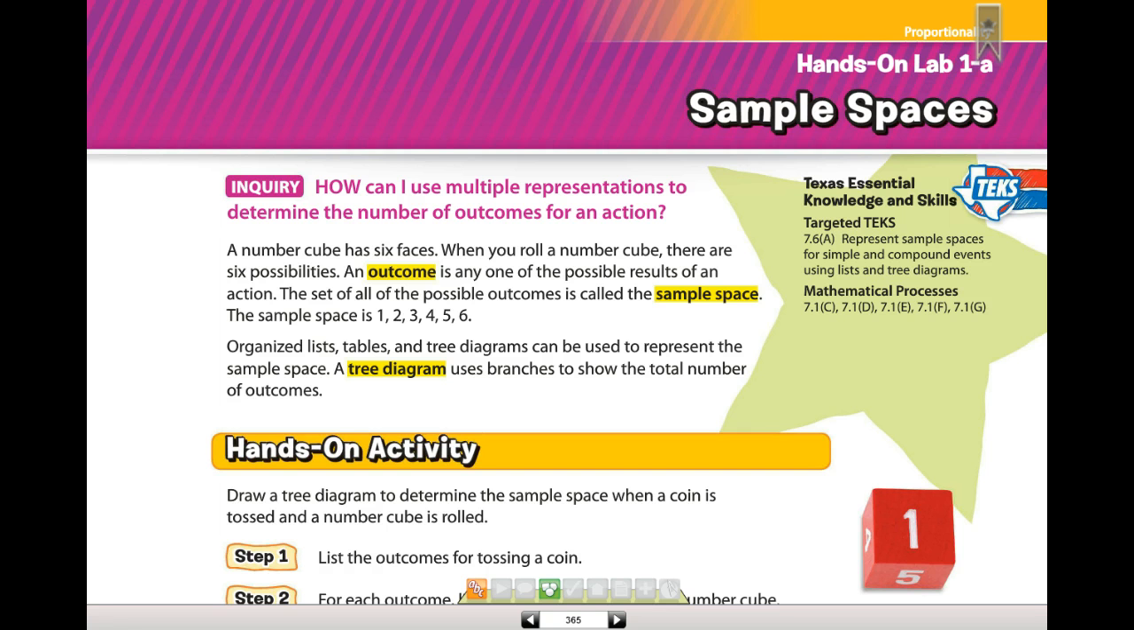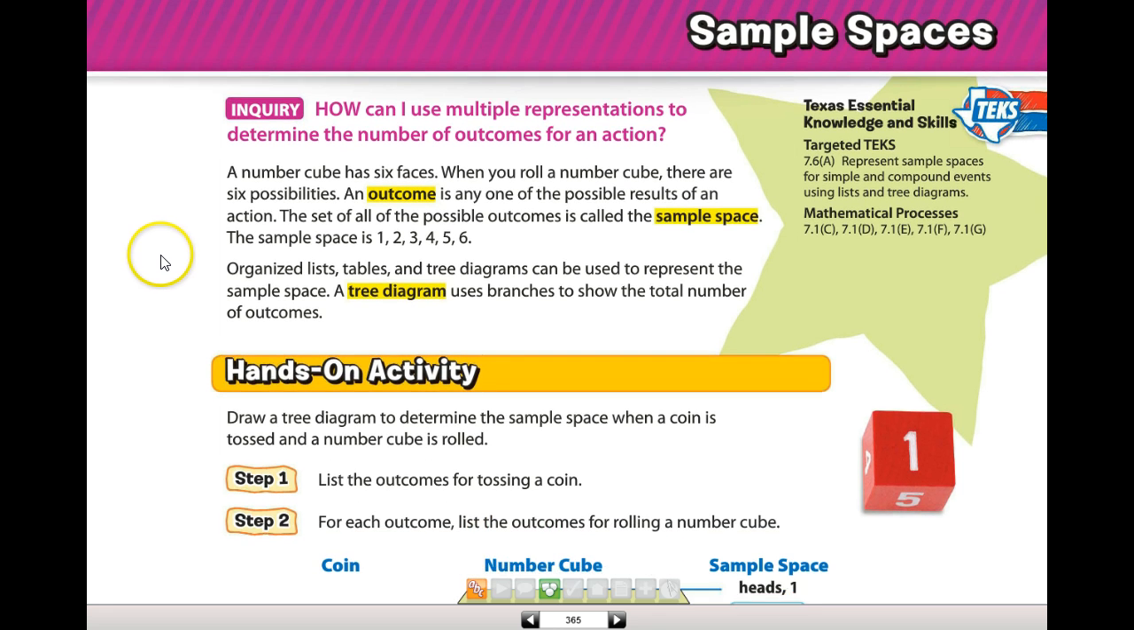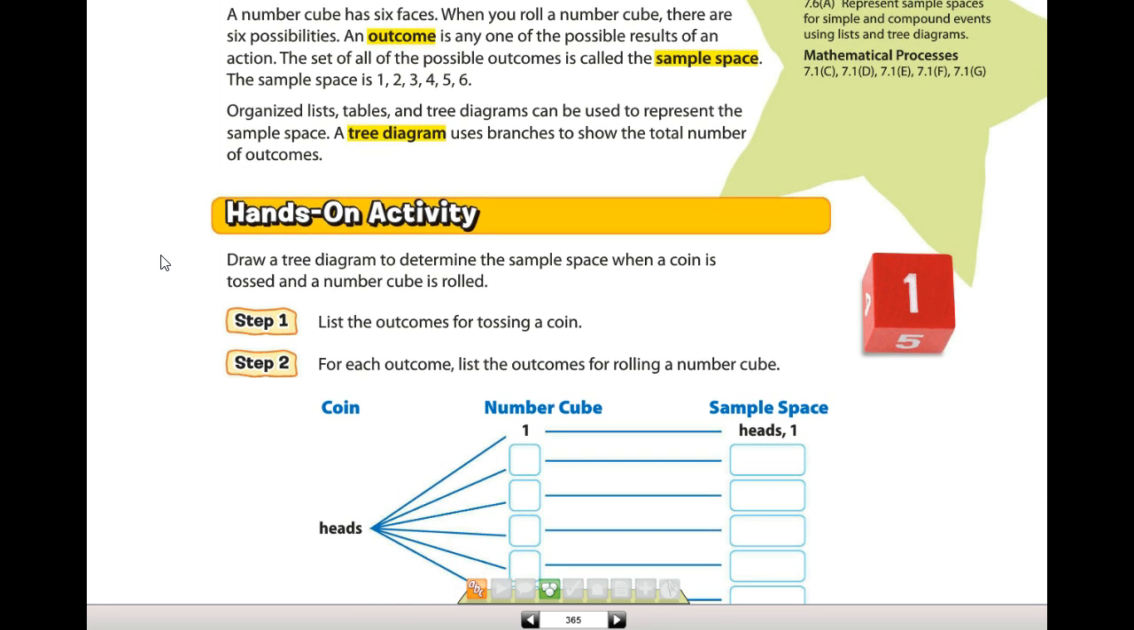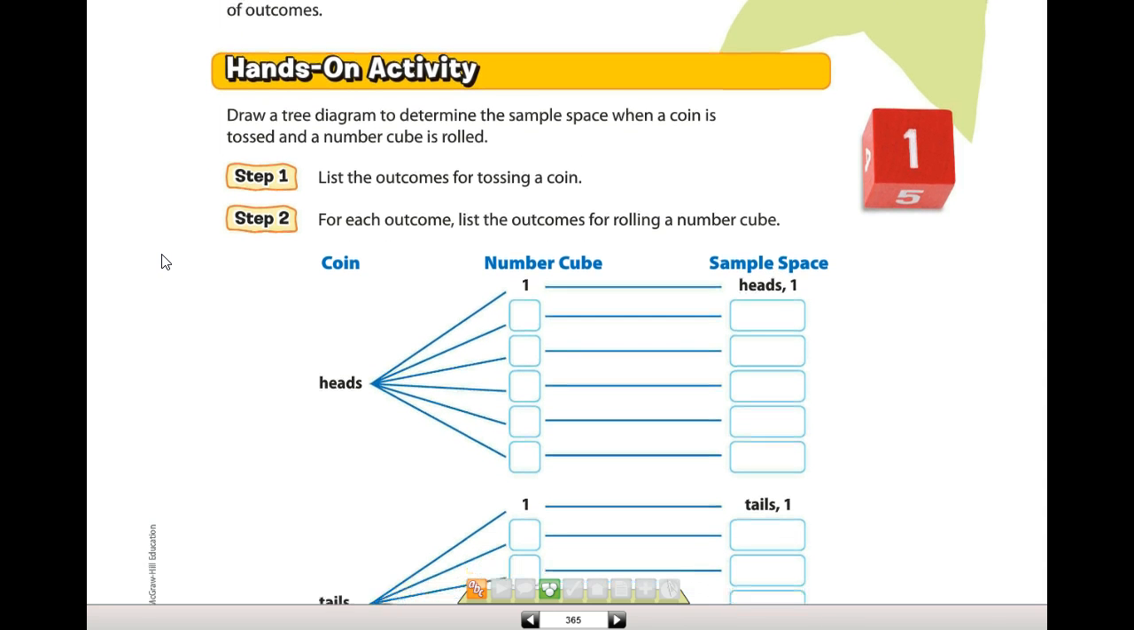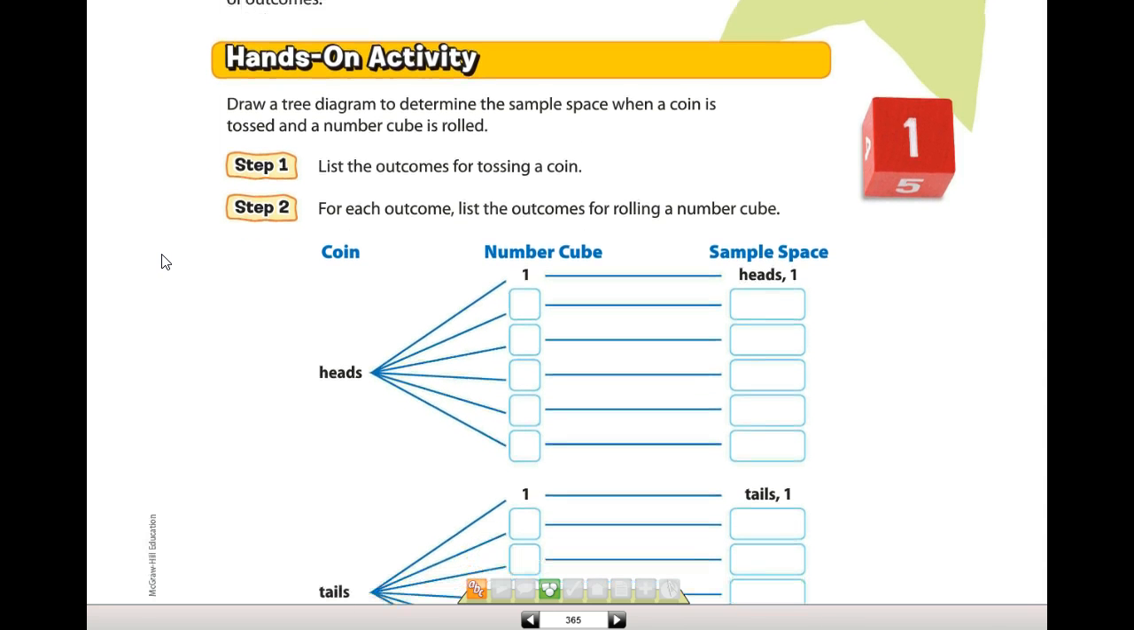The next paragraph says, organized lists, tables, and tree diagrams can be used to represent the sample space. A tree diagram uses branches to show the total number of outcomes. So let's go ahead and discuss what a tree diagram is and how it's actually created. So here's our quote-unquote hands-on activity. I say that because I thought it was going to be like rolling dice and flipping coins, but actually it's more of a thought experiment.